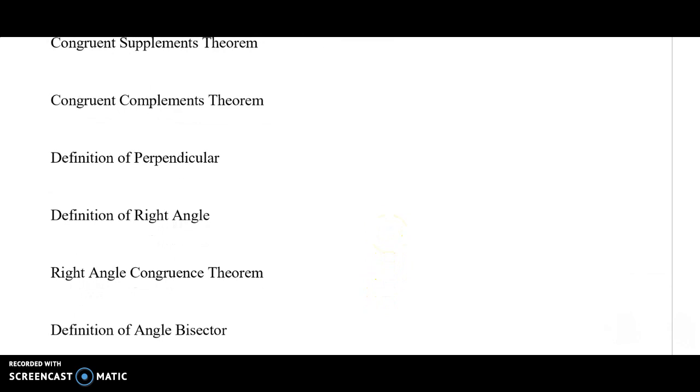Next one we have is the congruent supplements theorem. Let's go ahead and take some space in this one. Angle 3 and angle 4 are supplements; semicolon, angle 3 and angle 5 are also supplements. Not a definition, it's a theorem. We're not looking at a biconditional this time.